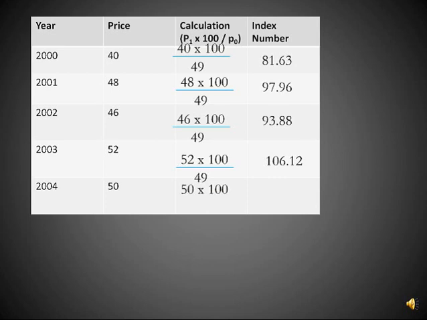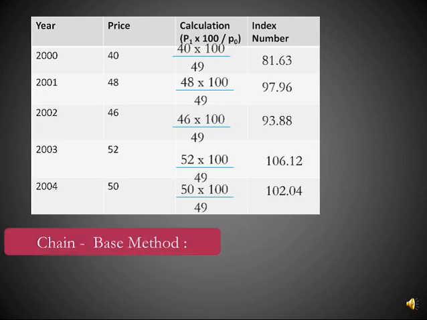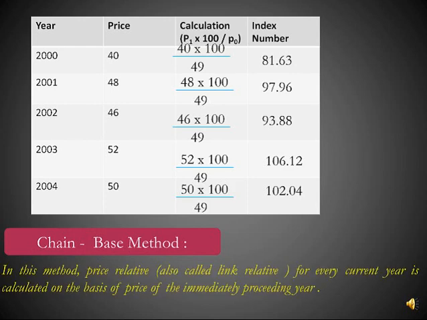For 2003, P1 will be 52 and P0 will be 49. So the index number comes to 106.12. For 2004, P1 will be 50 and P0 will be 49. So the index number here comes to 102.04.